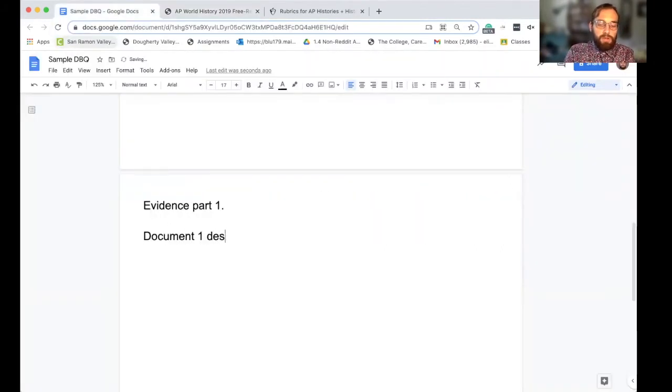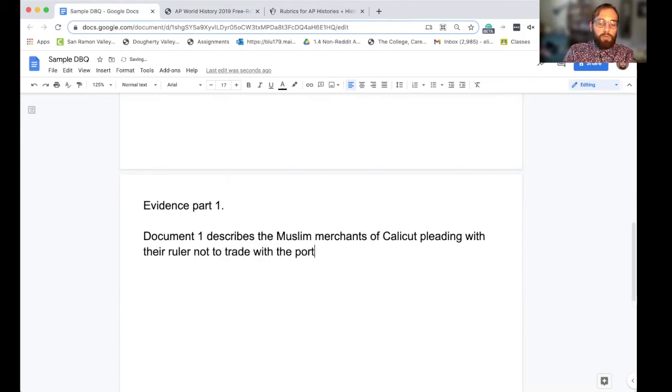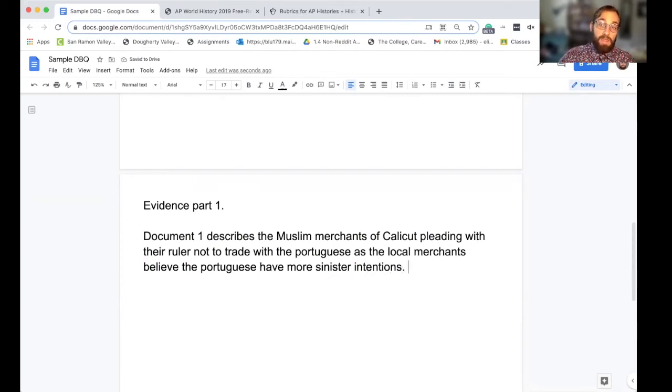Document 1 describes, we want to use that word describes, the Muslim merchants of Calicut, it's capitalized that word, sorry, of Calicut, pleading with their ruler not to trade with the Portuguese, as the local merchants believe the Portuguese have more sinister intentions. Okay, now that description that I've just written accurately reflects the content of the document.